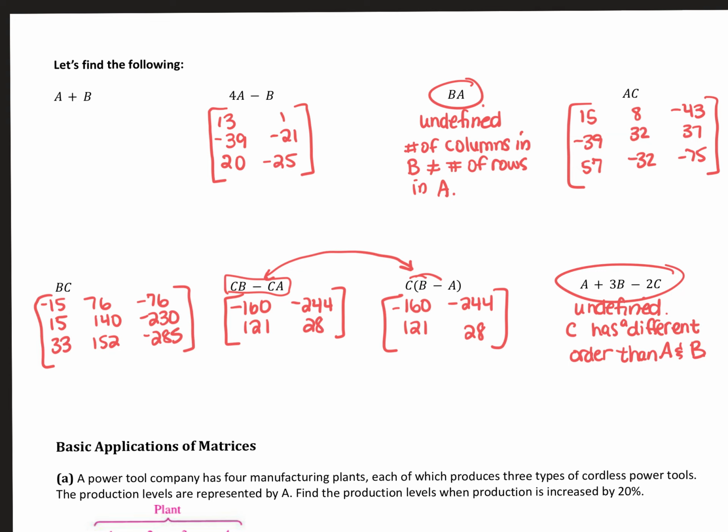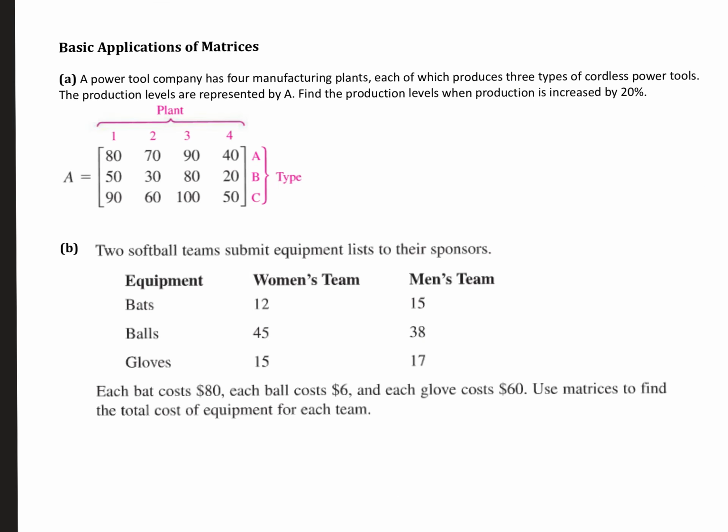All right, let's talk about some really basic applications. You can actually put some data in a matrix and organize it nicely that way. So if you have this power tool company, it has 4 plants where it manufactures 3 different types of cordless power tools, and the production levels are represented by matrix A. We can very easily find out what would happen when our production is increased by 20% by just taking our matrix that organizes all of that data and multiplying it by a multiple that will give us an increase of 20%.